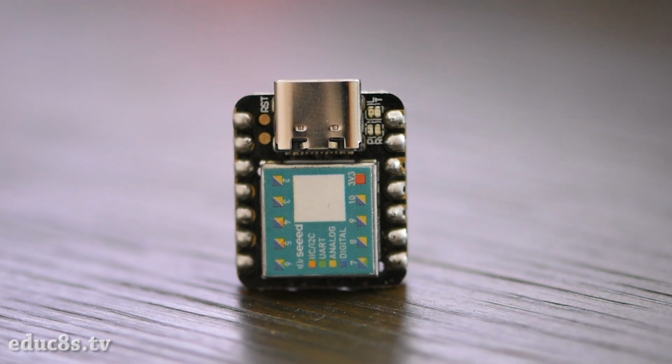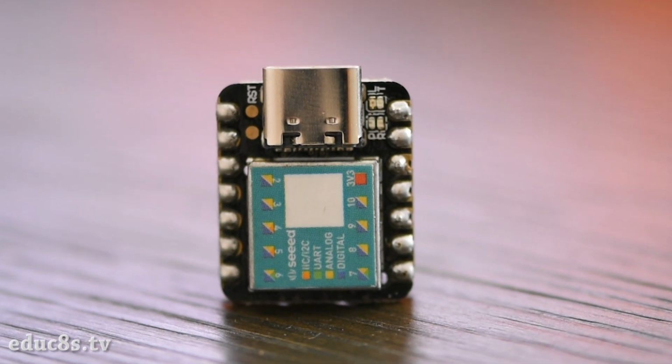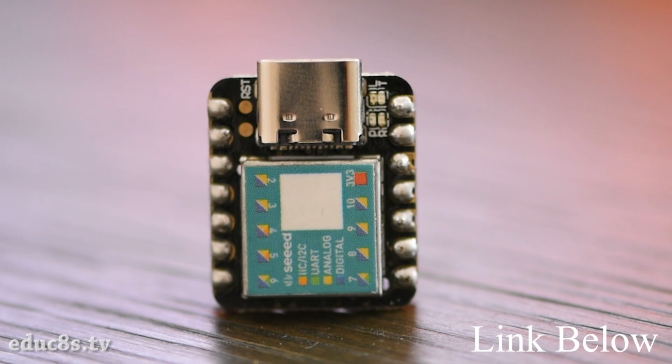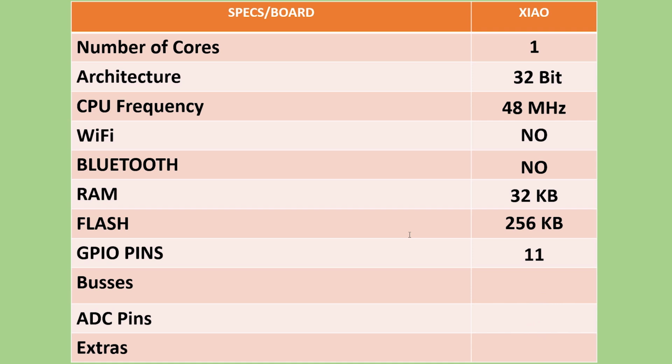The Arduino Xiao is a tiny Arduino-compatible board which, despite its small size and low price, is quite capable. You can find a link to it in the description of the video. The board features a 32-bit ARM M0 core which operates at 48 MHz. It does not offer Wi-Fi or Bluetooth, but it offers 32 KB of RAM memory and 256 KB of flash memory. It also offers 11 GPIO pins, 11 analog pins, I2C, SPI and UART interfaces, one DAC output pin, and last but not least, a USB Type-C connector to power the board and download code to it.